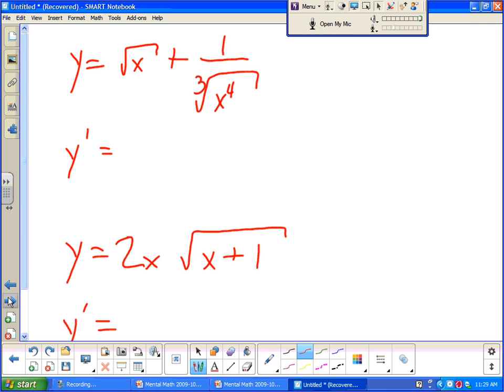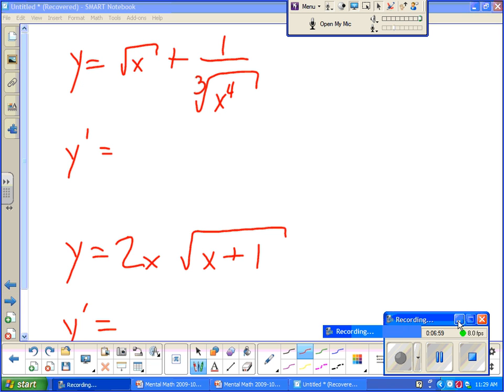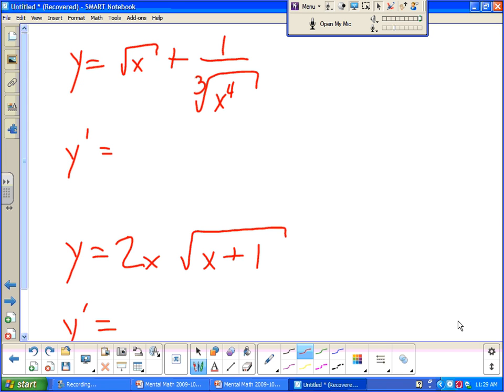And the big thing that I usually find students struggle with, I am recording, aren't I? Yeah. All right, the thing I usually find students struggling with at this point is they forget to put it in fractional exponents, all right? Everybody, it's got to be this. And that is not a hard derivative to take, is it? Now you do the power rule.